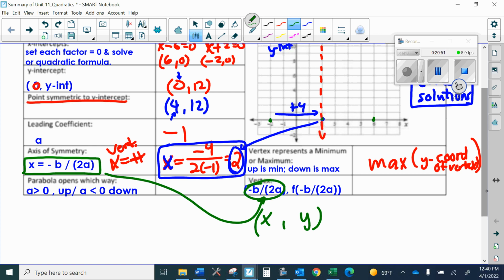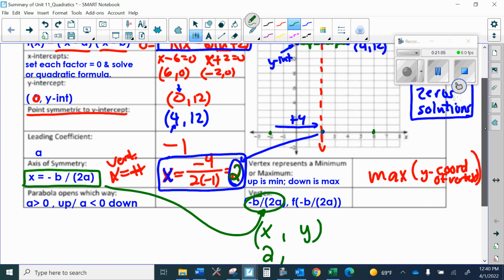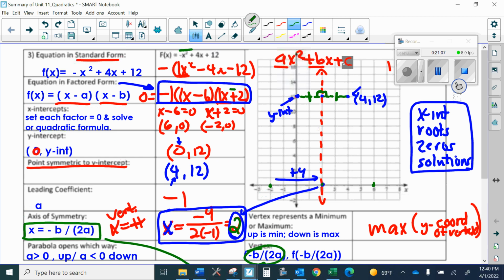Okay, so I go ahead and plug that in, which I did. I got x equals 2. That means 2 is the x coordinate of the vertex. That's my negative b over 2a. So to get the y coordinate, I just plug that 2 into the equation, into my original equation.